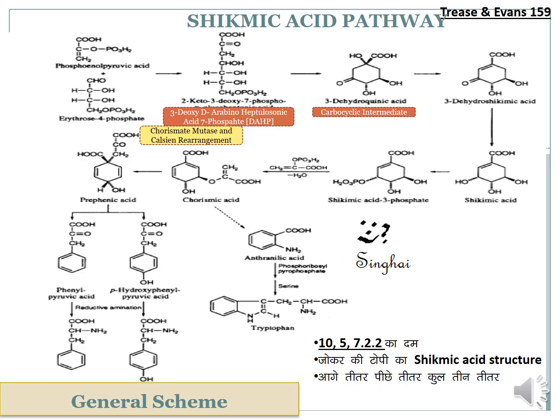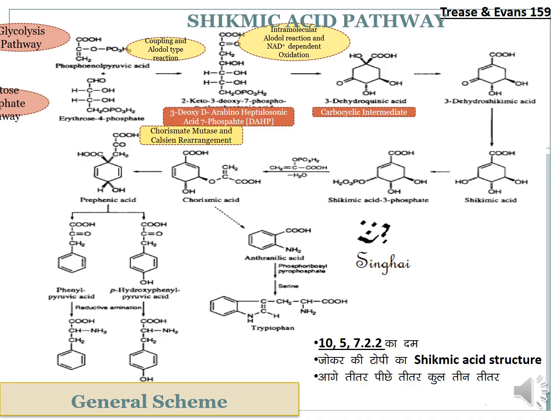In this shikimic acid pathway, you can see this is the general scheme in which I have incorporated some of the enzymes also. You can see that the glycolysis pathway gives the phosphoenol pyruvic acid, that is PEP, and erythrose 4-phosphate is coming from the pentose phosphate pathway. Then the aldol condensation occurs, and the coupling of these two gives the DAHP, deoxyarabinoheptulosonic acid 7-phosphate, which forms a carbocyclic intermediate due to the aldol reactions, and then the 3-dehydroquinic acid is formed.